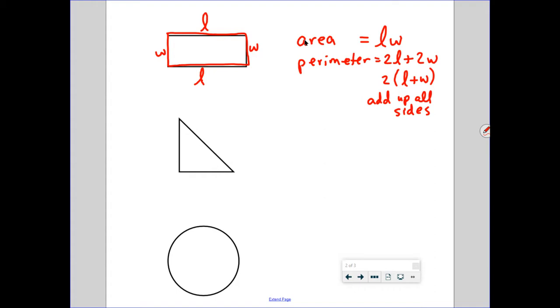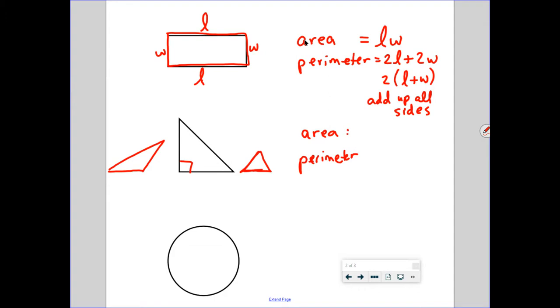Write these down. Even if you're like, I know this, just write it down anyway. Okay? All right, next, second shape is a triangle. Now, this rule applies for all triangles. It doesn't have to be a right triangle. It doesn't have to look like this. It could be a triangle that looks like this. Okay? It could be a triangle that looks like this. Okay? All triangles apply the same rule. Area and perimeter.